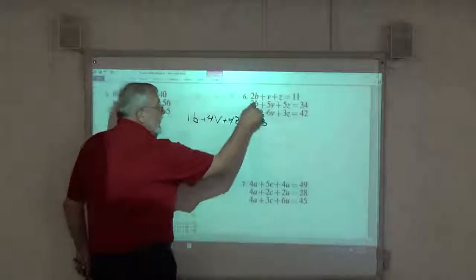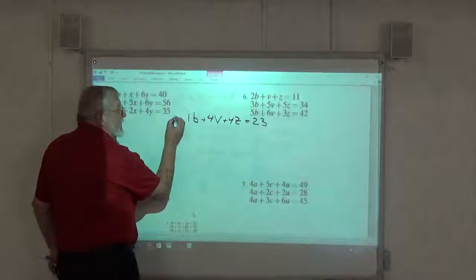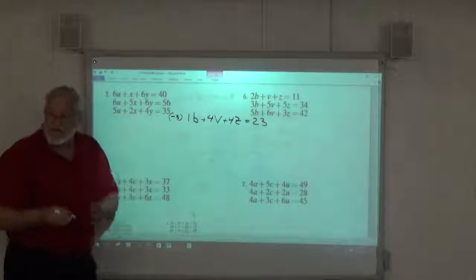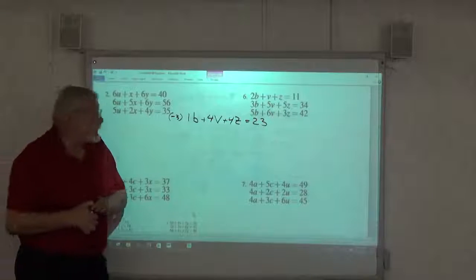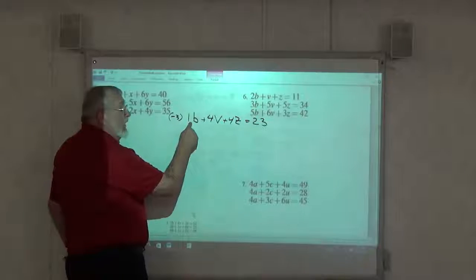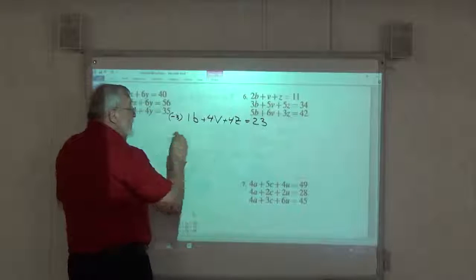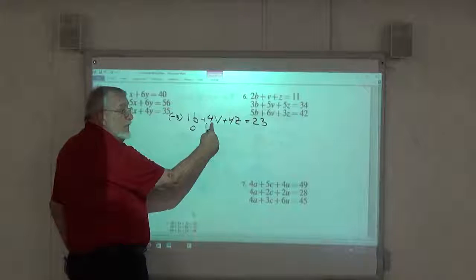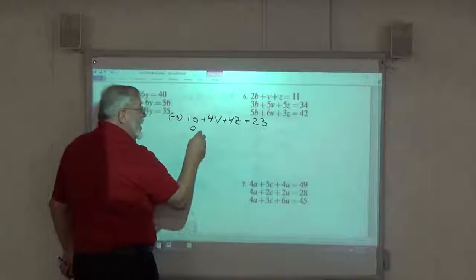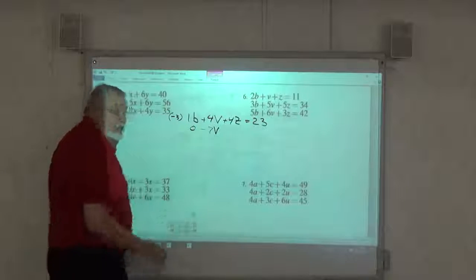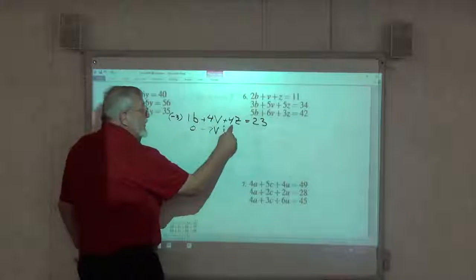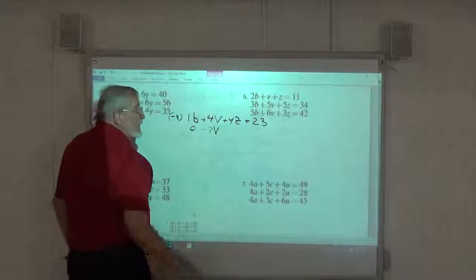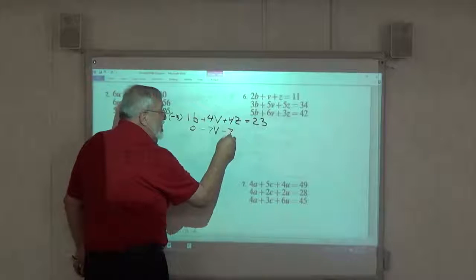Now, what am I going to do with this to get rid of the 3? Multiply by negative 3. A lot of times, I put that out there so I see it. So, negative 3 times 1, negative 3 plus 3 is 0. Now, negative 3 times 4, negative 12 plus 5, negative 7.